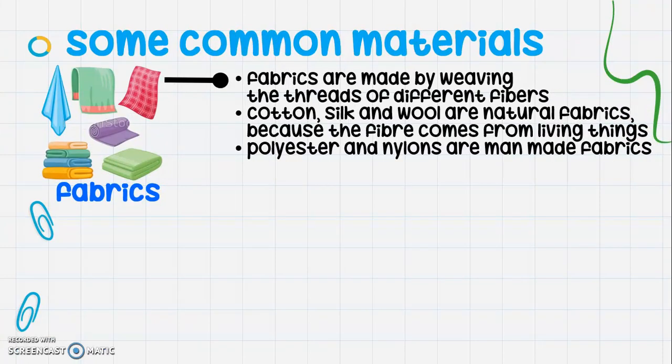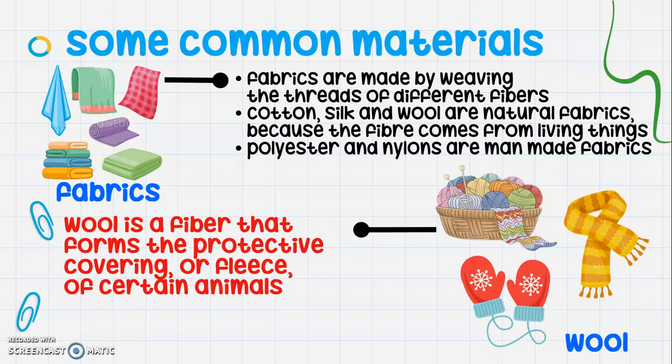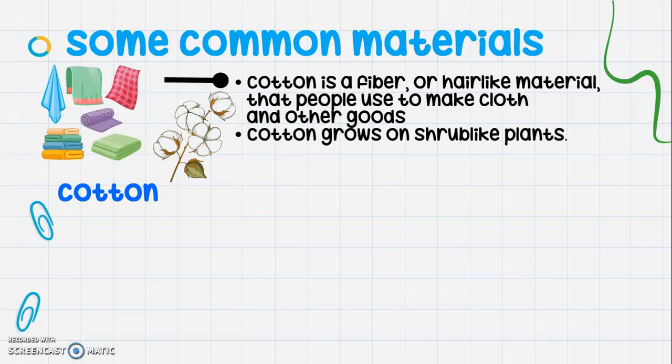Fabric. Fabrics are made by weaving the thread of different fibers. Cotton, silk, and wool are natural fabrics because the fiber comes from living things. Polyester and nylon are man-made fabrics. Wool is a fiber that forms the protective covering or fleece of certain animals. Cotton is a fiber or hair-like material that people use to make cloth and other goods. Cotton grows on shrub-like plants.